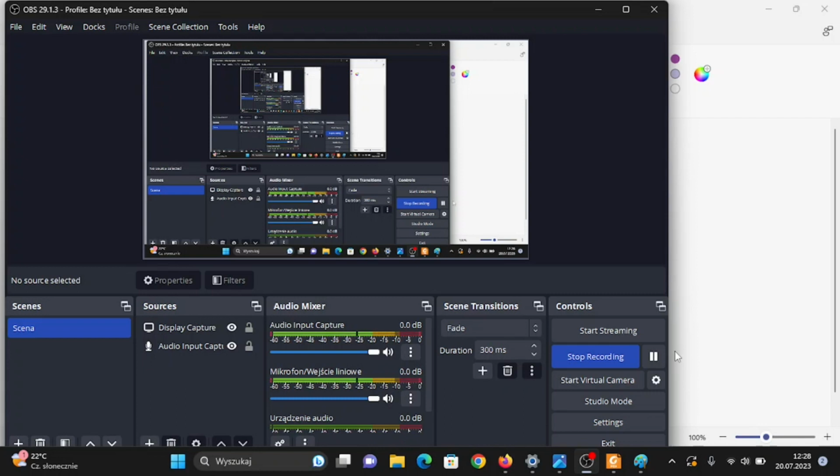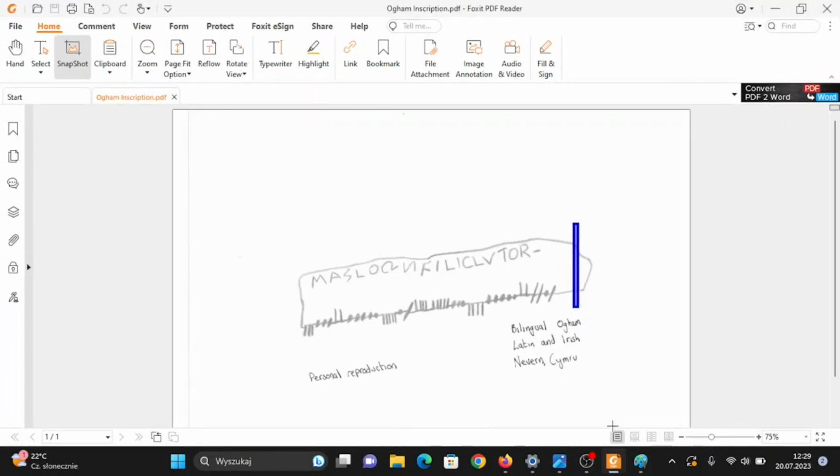Let's translate some Ogham. I found an inscription from my collection. I scanned it and I have it here. Let's take a look at it. Here we go. So sorry if it's a bit dull, if it's difficult to see, but I think I actually copied down this inscription in pink crayon, which I guess was my daughter's and all I had at the time. And it says that it's a personal reproduction, bilingual Ogham, Latin and Irish. So we've got the Latin across here, Irish below, Nevern Cymru. So that was collected somewhere in Wales.